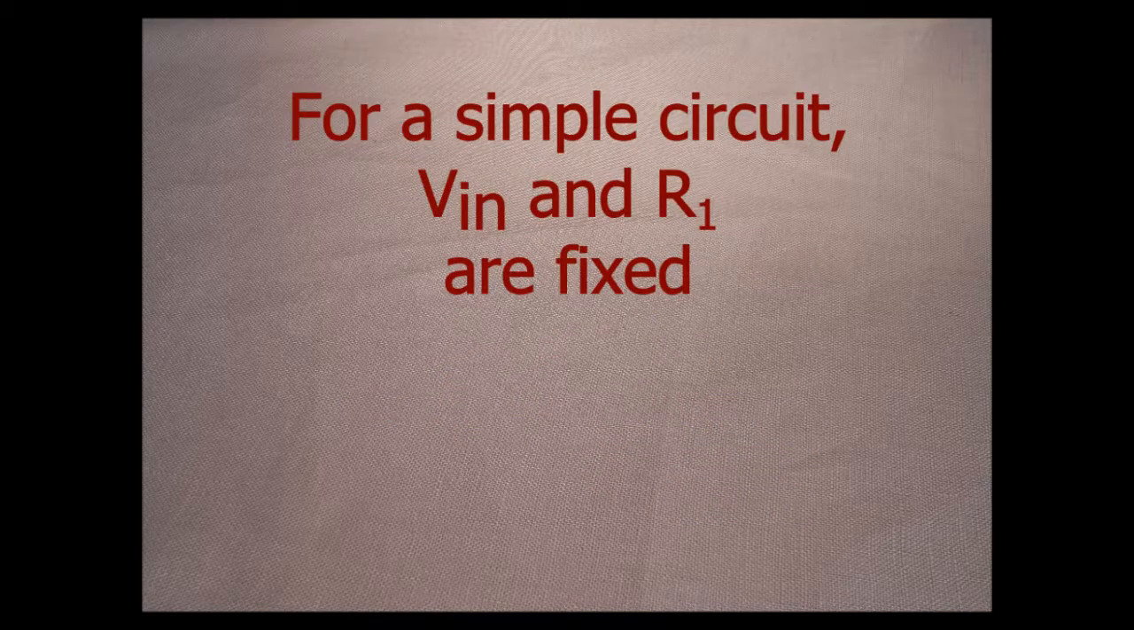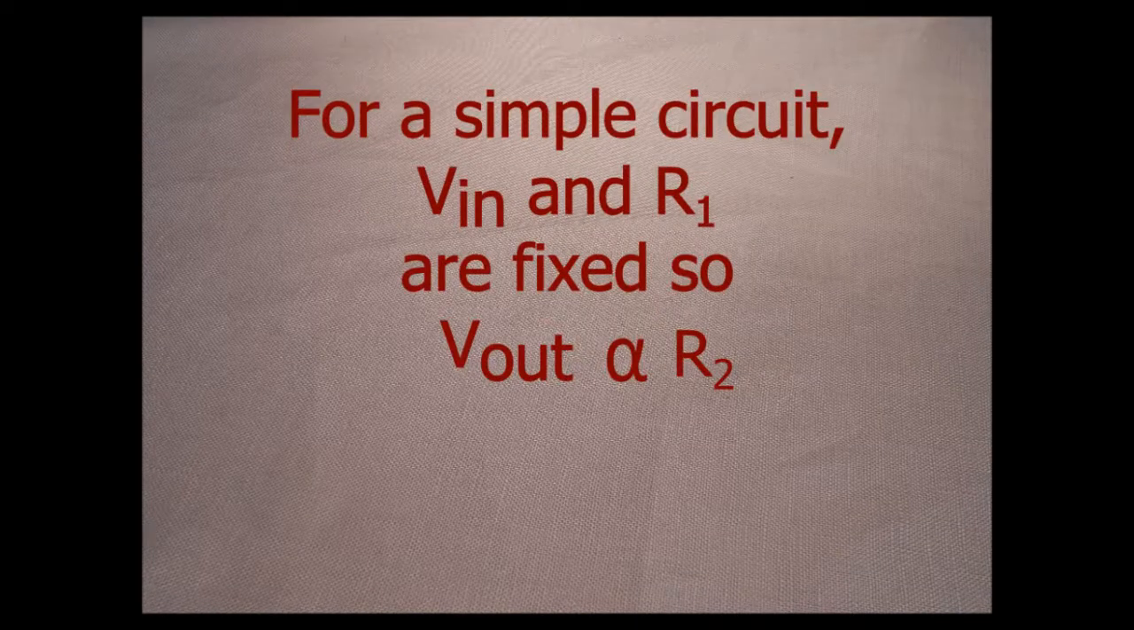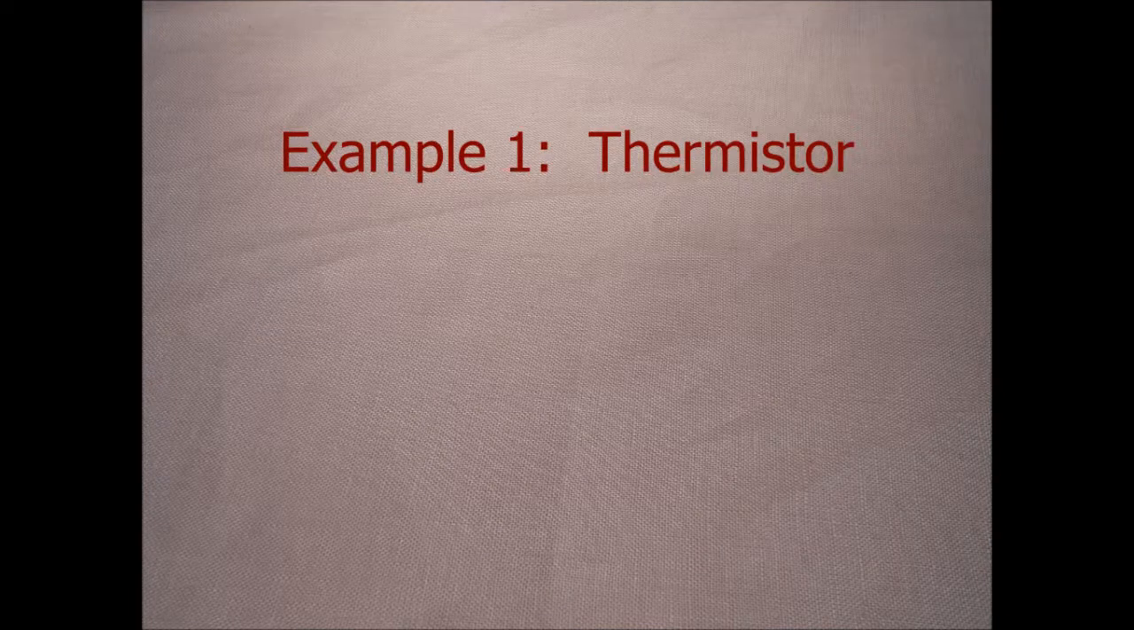For a simple circuit, V in and R1 are fixed, so V out is proportional to R2, particularly if R1 is quite a lot bigger than R2, which it is in practical circuits. Example 1 of circuits that use resistance is the thermistor, or temperature-dependent resistor.